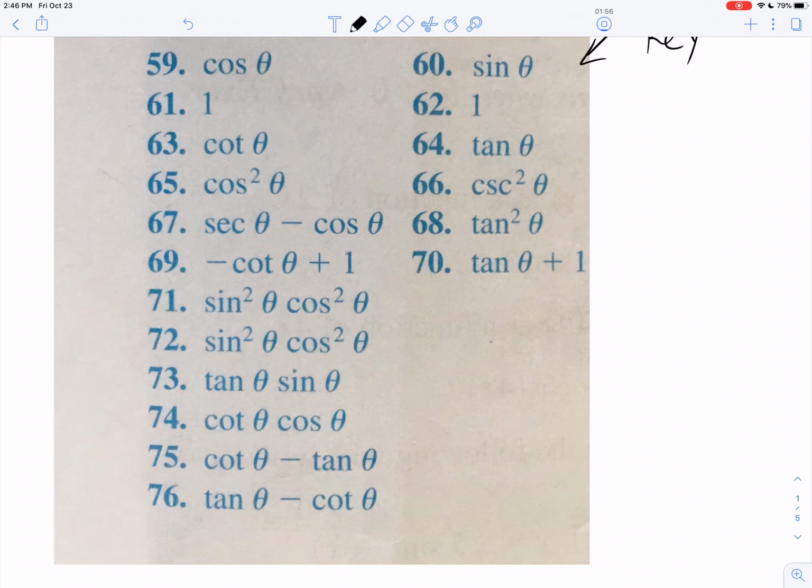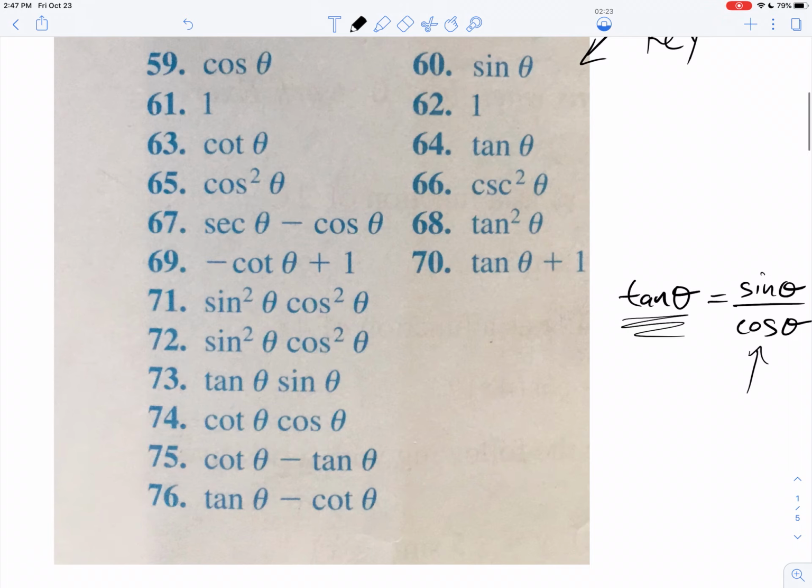There's no quotient. So, for example, I know that tangent of theta could be written like this. This is one of our identities from the first lesson. They don't want to see this. They're like, if you have sine theta divided by cosine theta, let's just call it tangent. No quotient answers.